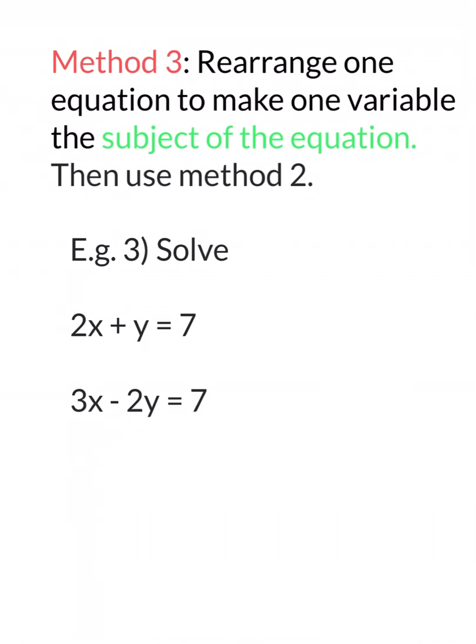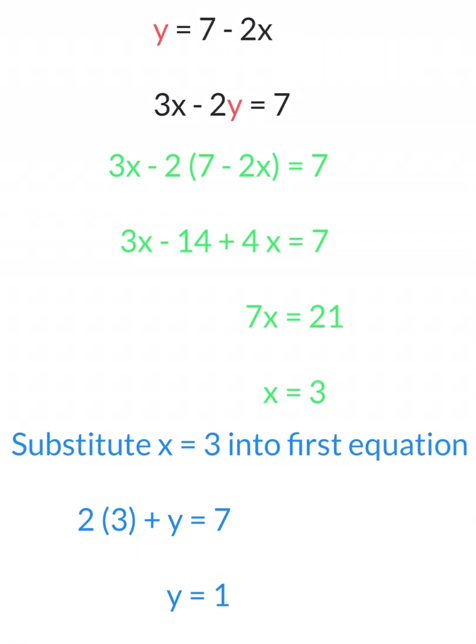Note on the first equation, 2x plus y equals 7, we have y by itself. So I can actually move the 2x across to the other side. And you'll see that by minusing the 2x from both sides, we get y equals 7 minus 2x. Now using method 2, we now take that y and substitute it into the second equation. So we get 3x minus 2 times what y was in the first equation, 7 minus 2x, equals 7.